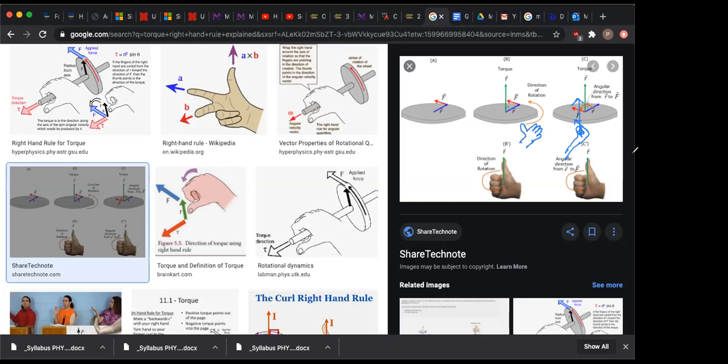When you do the right-hand rule, the resulting vector is always 90 degrees to the original two vectors. The original two vectors always define a plane somewhere, and your torque vector, or your resulting vector, will come out of that plane one way or the other.